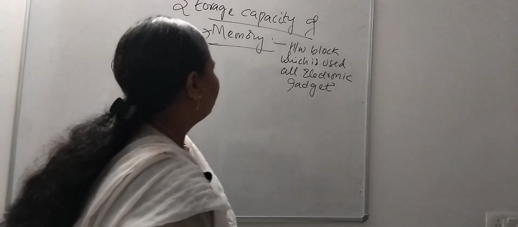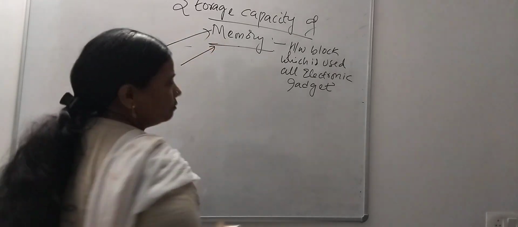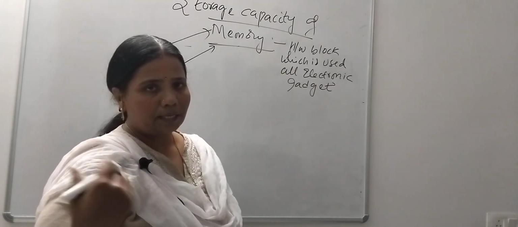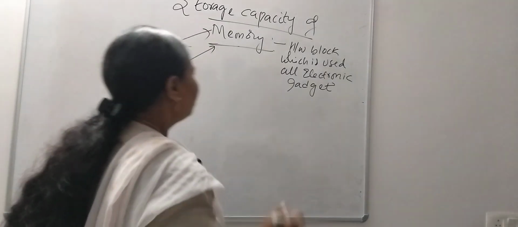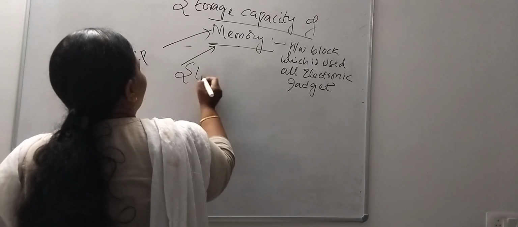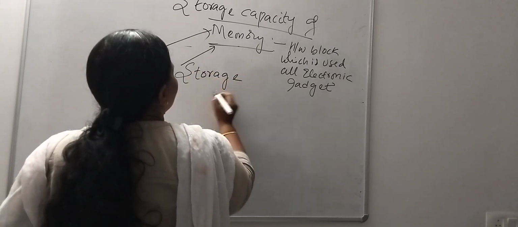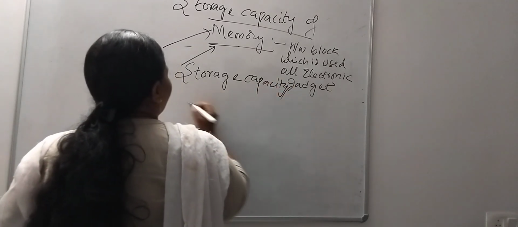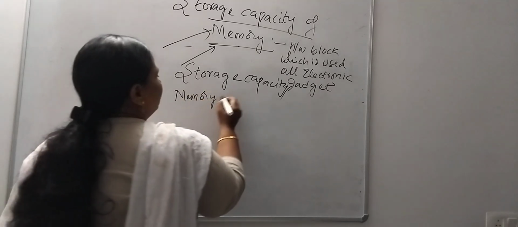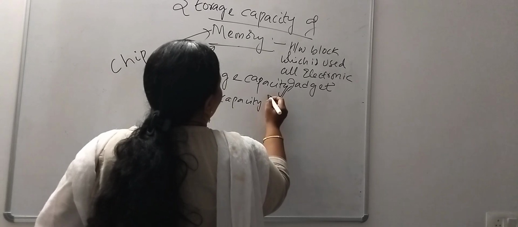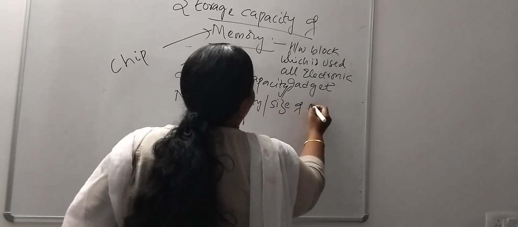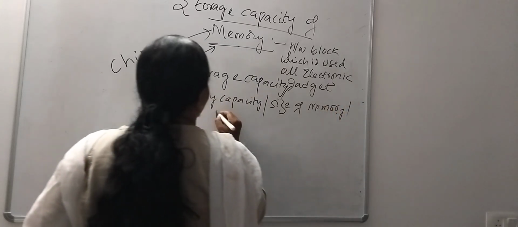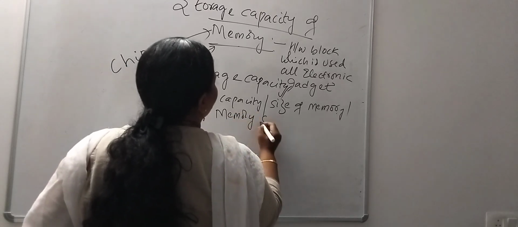In the last video you can see how data is stored in bits, and I discussed the address lines and data lines, so just go through that. Whenever we get into memory, the important parameter is storage capacity. This storage capacity can also be called memory capacity, size of memory, or memory size. Any term can be used for this parameter.